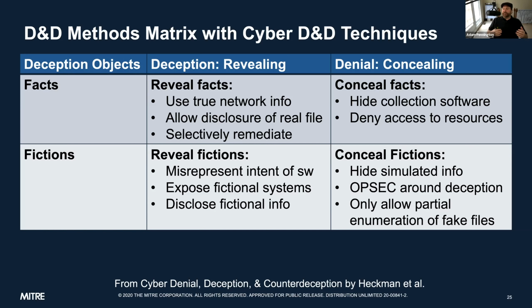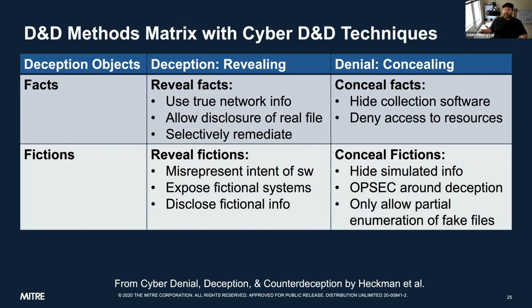We can reveal specific fictions to them too. We can show them some of our deception. So we might want to misinterpret the intent of a piece of software. So maybe there's a logging tool that we want to show them by having it hide in plain sight. We want to rename it in the process listing. Maybe we want to expose fictional systems, so other remote systems that an adversary might be able to use.